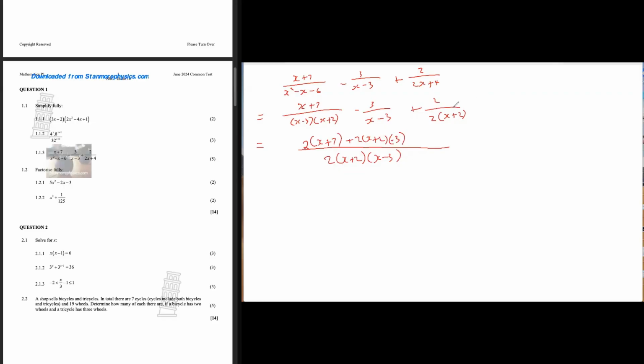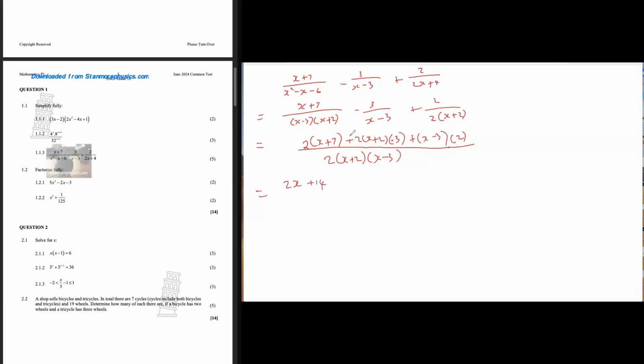And then we do the same here. The 2 would cancel, the x plus 2 would cancel. We're left with x minus 3, and we multiply that by the numerator, which is 2. So as we expand here on the top, we're going to get 2x plus 14.